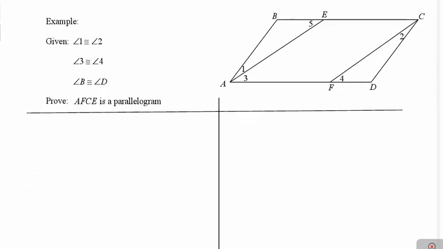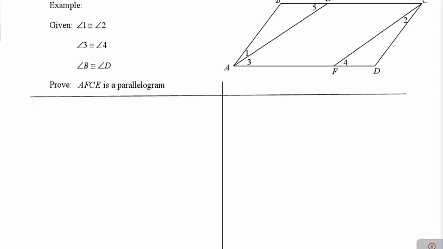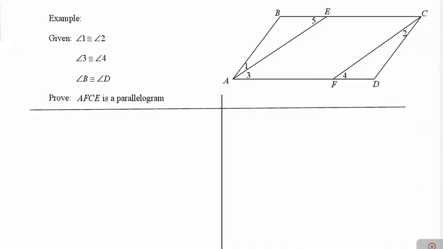Okay, so let's look at an example of a two-column proof where you would be required to use the no-choice theorem. So in this proof, we are given that angle 1 is congruent to angle 2. We're also given that angle 3 is congruent to angle 4, and then angle B is congruent to angle D. And we want to prove that AFCE is a parallelogram. So, remember that from last chapter, there are 5 ways to prove that a quadrilateral is a parallelogram. So based on this given information, we're going to see what we can do.